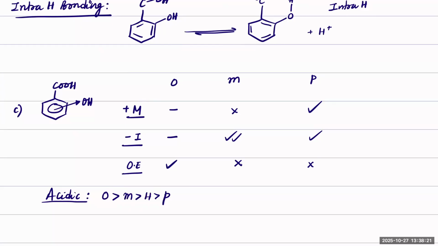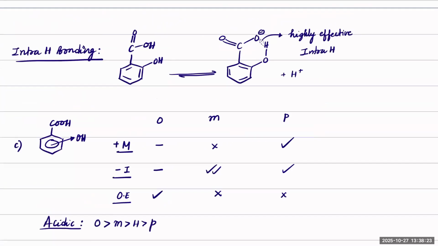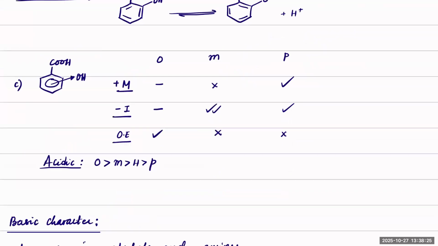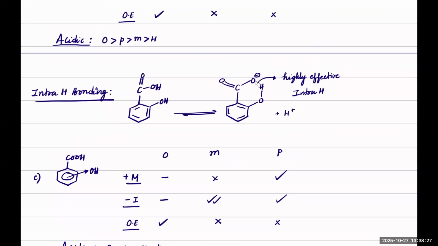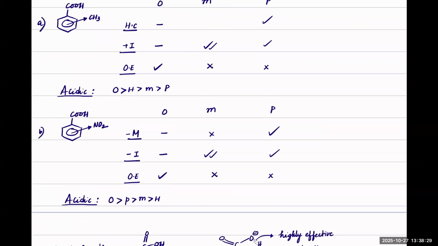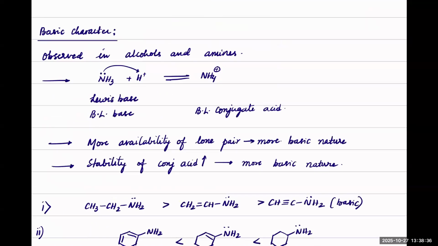Clear? This will be the intra H bonding. So I guess you understood how to check out the ortho effect in both cases. Right. Next thing is about basic character.